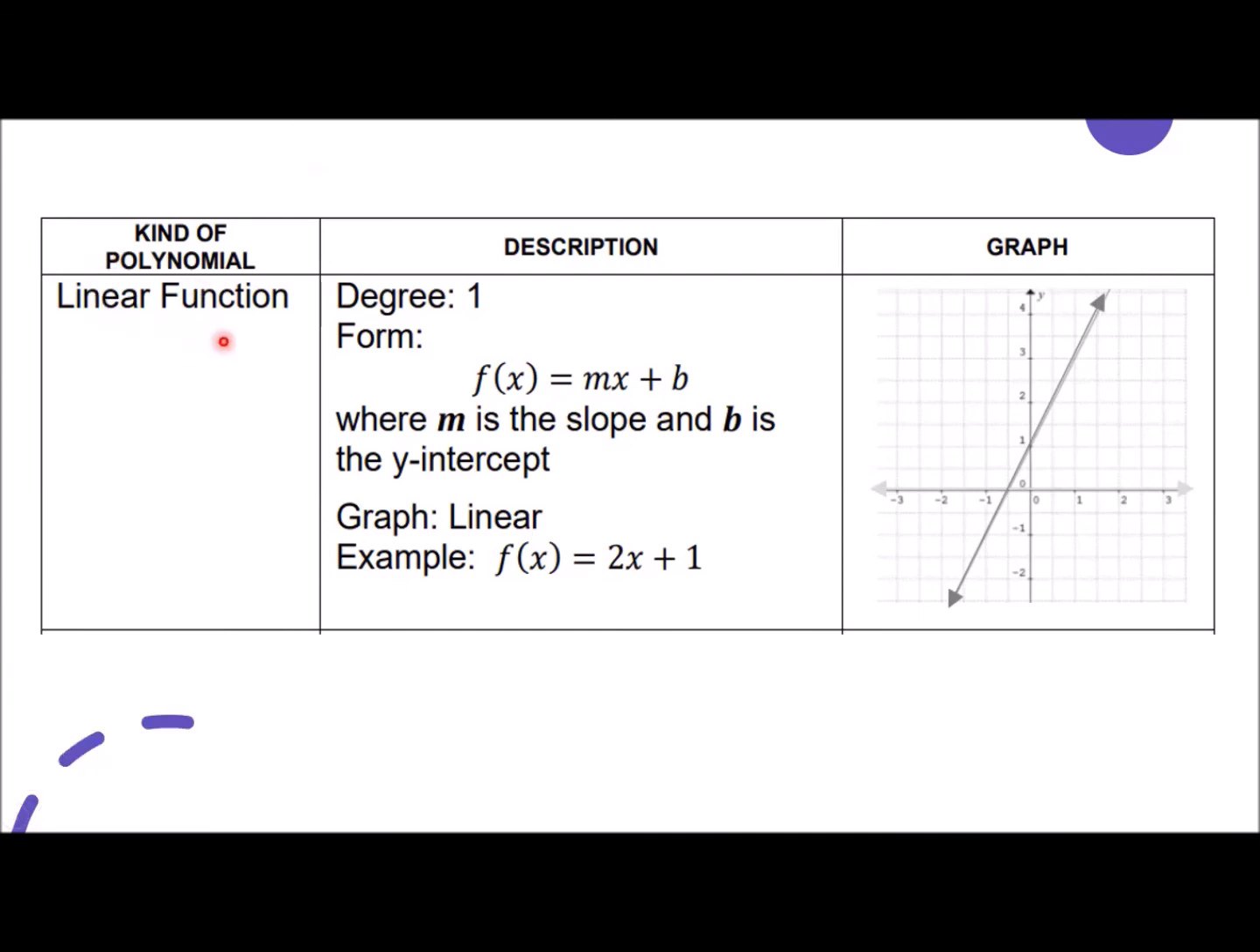So yung linear function, ang degree daw ay 1, katulad nito, 2x plus 1, ang highest exponent natin dito ay 1. Tapos, ang itsura ng graph niya ay slanting line. Ma'am, bakit slanting line? Kasi may slope. Pagka sinabi nating slope, how slant the line is. So that is the linear function.